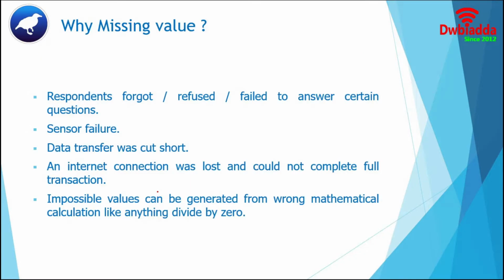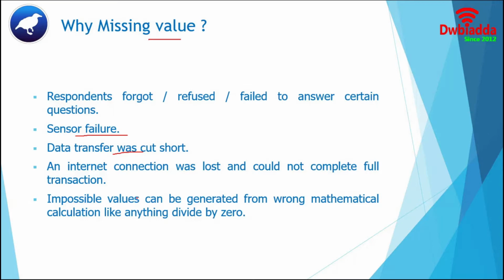In this section, we are going to explain the reasons for missing values. Suppose we are filling up a form and forget, refuse or fail to answer certain questions. So these data fields will be blank. There are many other reasons like sensor failure or loss of data transfer. In case of hot transactions, due to internet failure, we may get missing values. And finally, some impossible values can be generated from wrong mathematical calculations and we replace them with missing values.